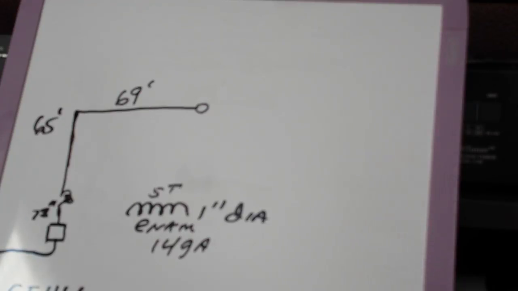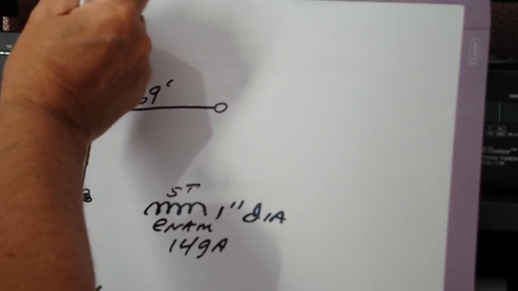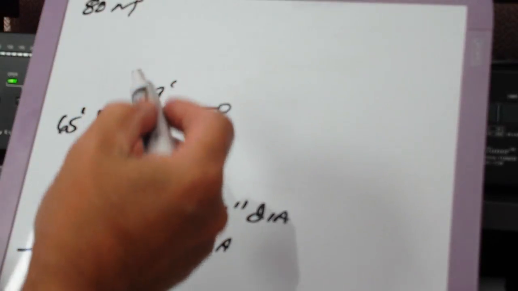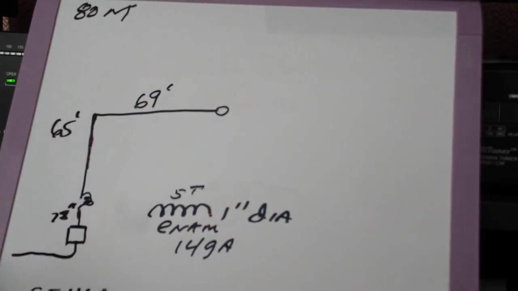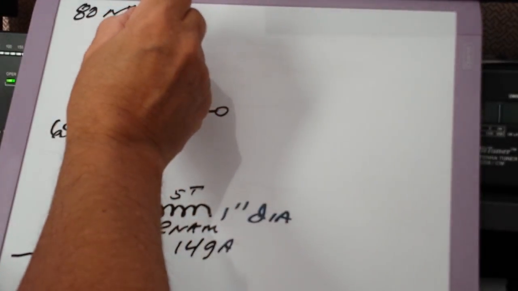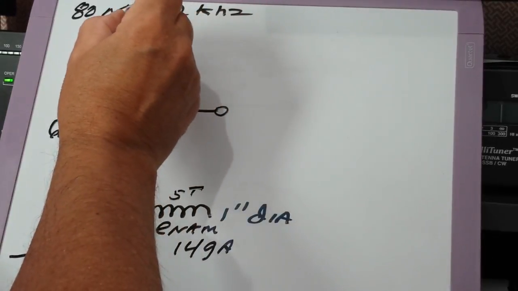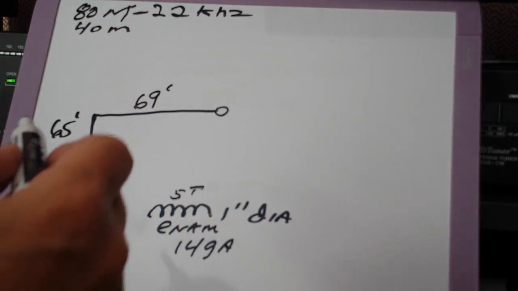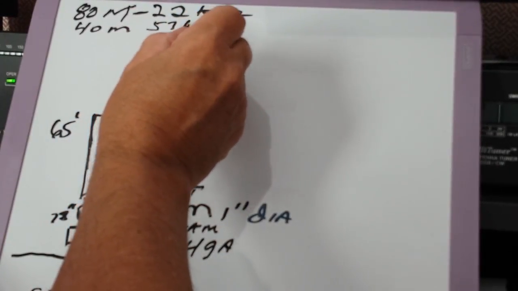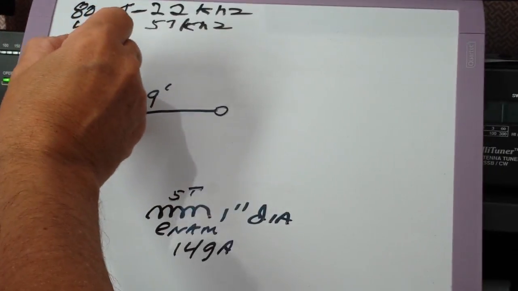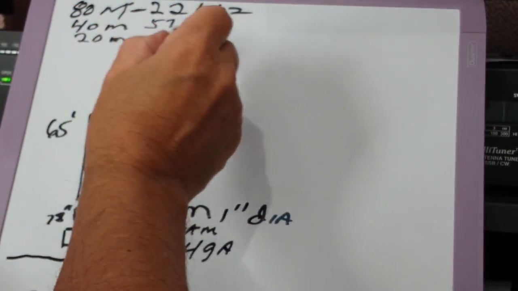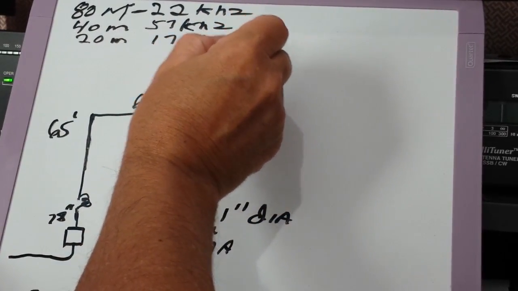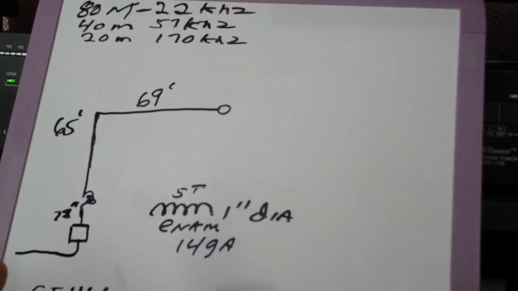So we did some tests on it, and here's what we found out, that on 80 meters, we found that the resonant frequency dropped by 22 kilohertz. And then on 40 meters, the resonant frequency dropped by 57 kilohertz. And on 20, we dropped by 170 kilohertz. Now we were up at about 14.2 or so, so this put us down close to the CW part of the band, which is where I wanted to be.